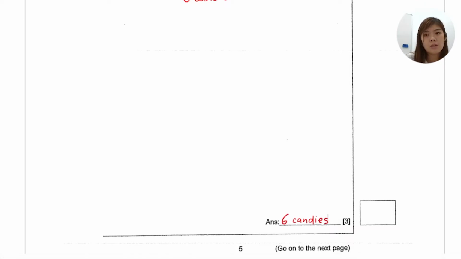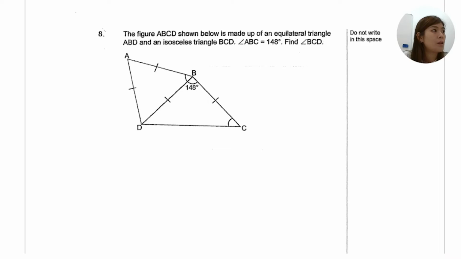Okay, next question, question 8. The figure ABCD shown is made up of an equilateral triangle and an isosceles triangle BCD. Angle ABC here is 148. Find angle BCD. They ask you to find what's this.